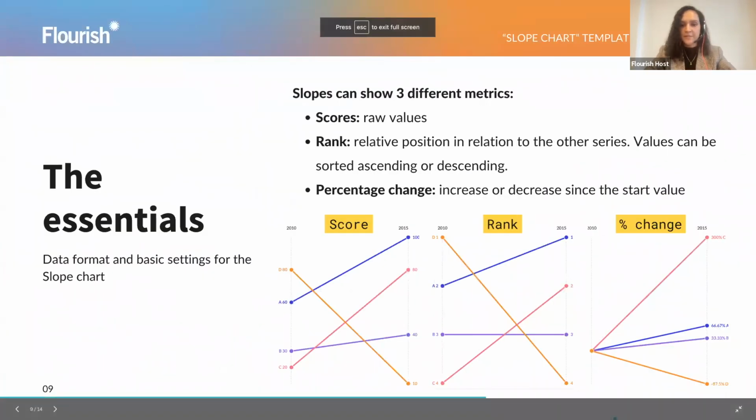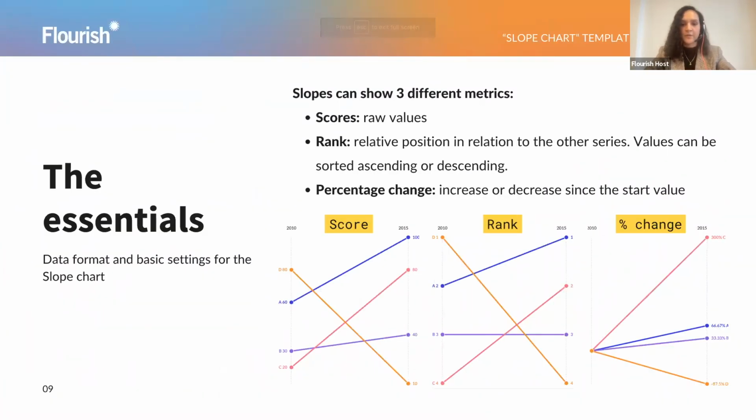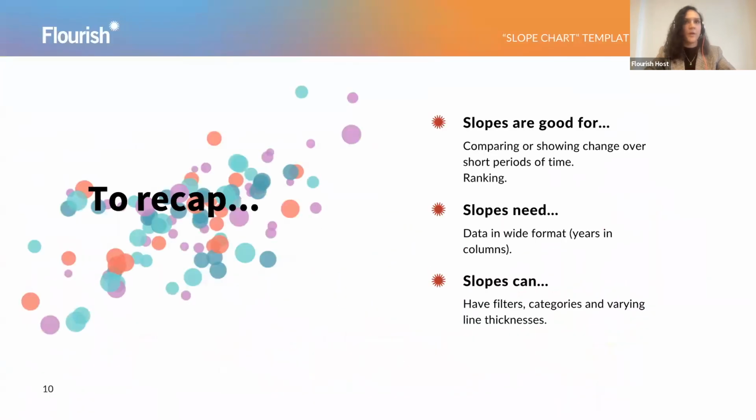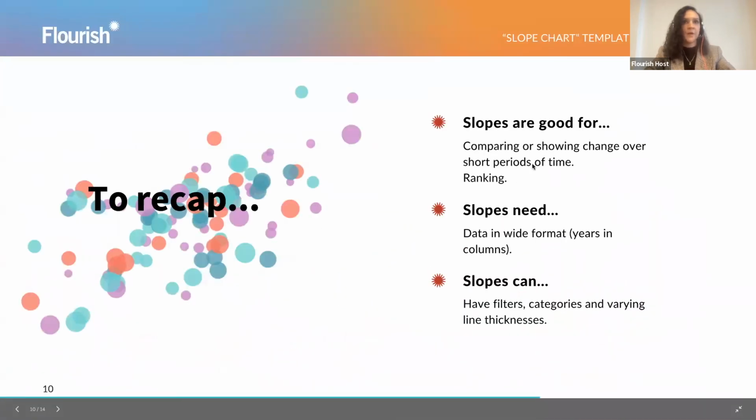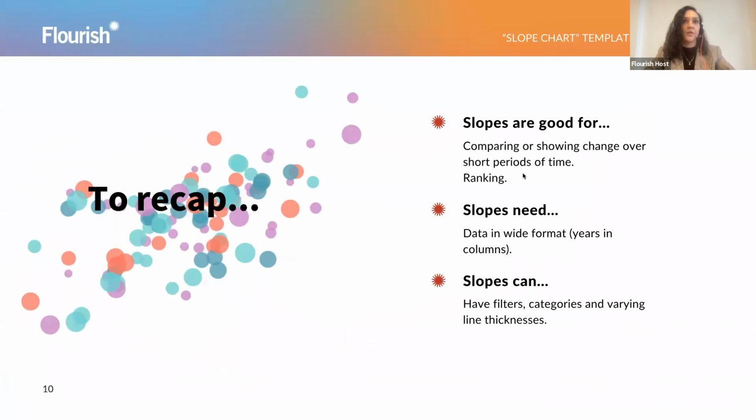So going back to my presentation, I'm just going to do a quick recap of what I've shown you today, which is what slopes are good for. They're good for comparing or showing change over short periods of time. They're also great for ranking your information. So position them as I showed you with the ranks and seeing the relative position amongst the series. To build a slope chart, you need to have your data in wide format. You need to have your years in separate columns or any other type of metric that you're going to be splitting your slope in. And slopes can have filters, they can have categories and varying line thicknesses.